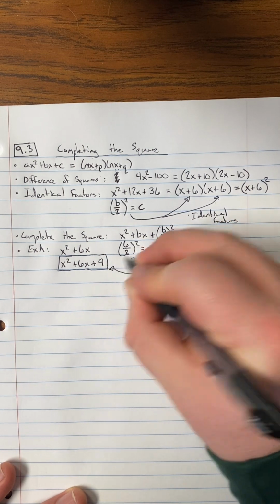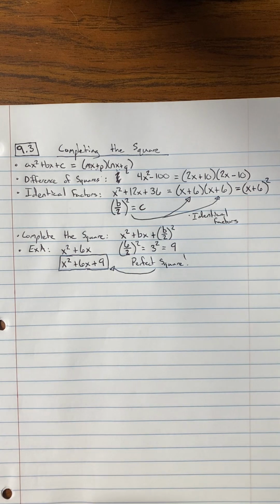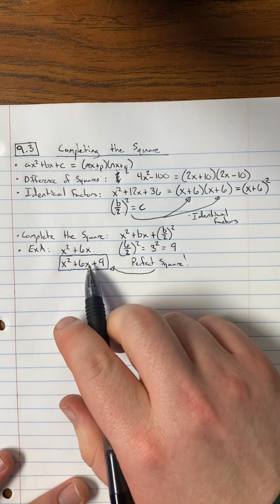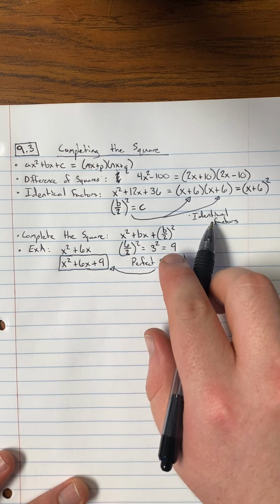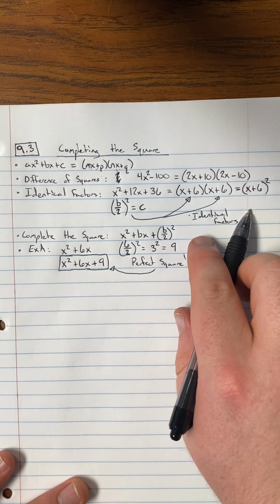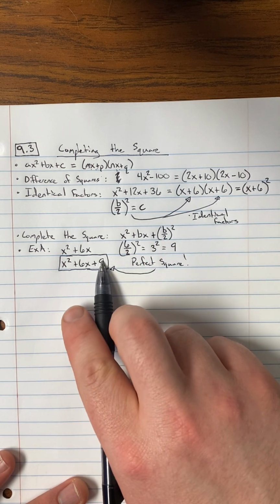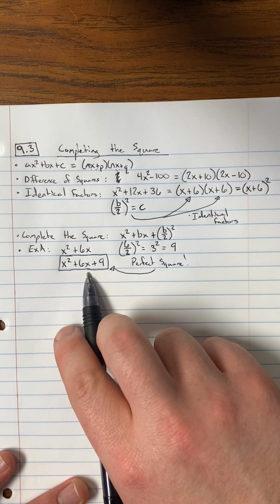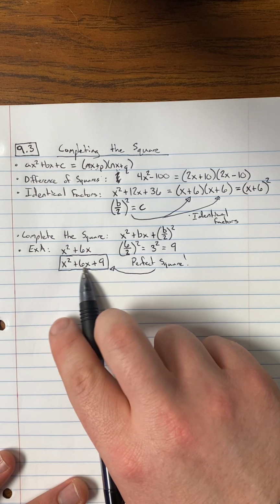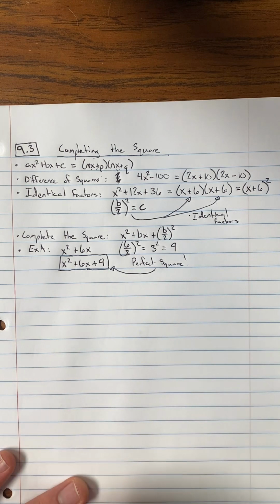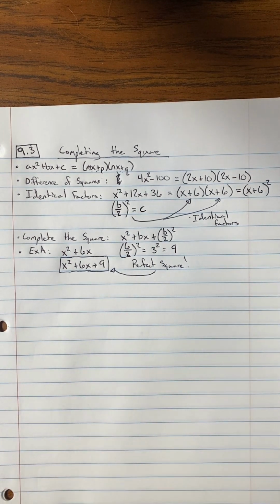Go ahead and label this a perfect square, because it's important to keep in mind that this is a perfect square, because if you were to factor this, you would end up with identical factors. This would actually end up being x plus 3 squared, right? That's why it's a perfect square, because if you factor it, you get the same factors, identical factors. Okay, let's do another example.